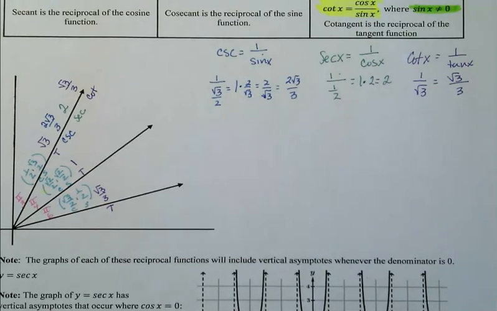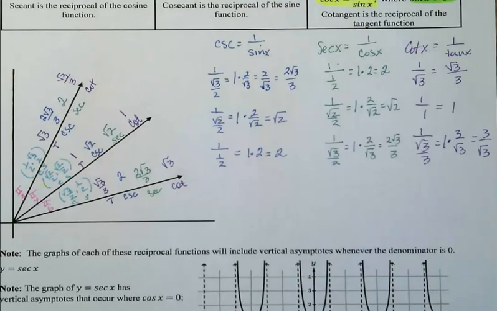So go ahead and pause your video and finish out pi over 4 and pi over 6, finding the cosecant, secant, and cotan values on each of those lines. So how did you do? Were you able to get those values?